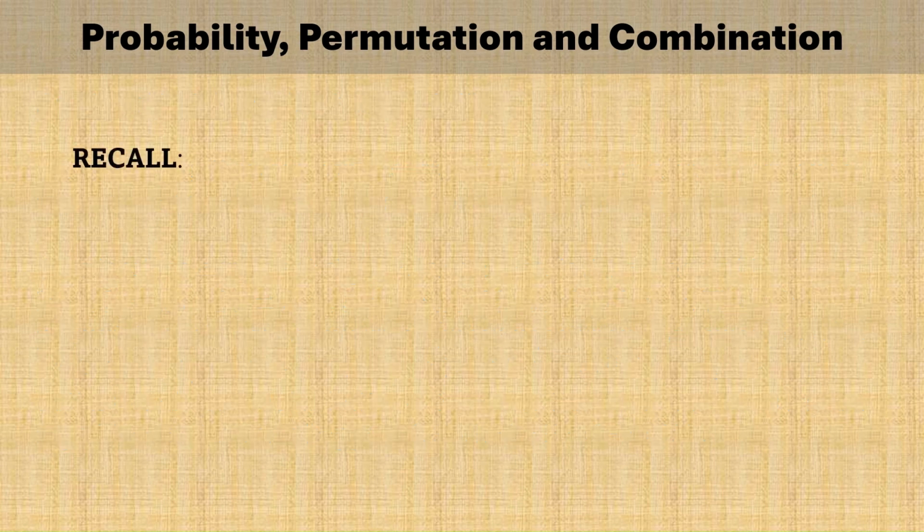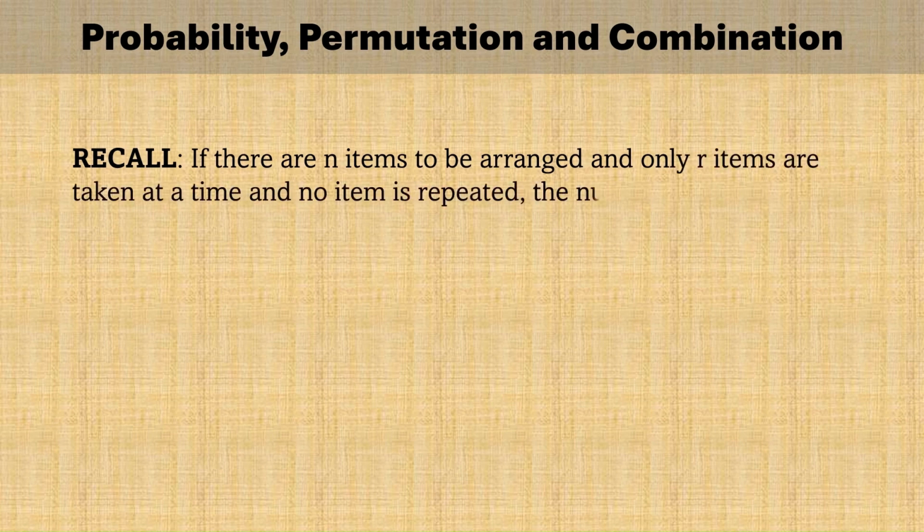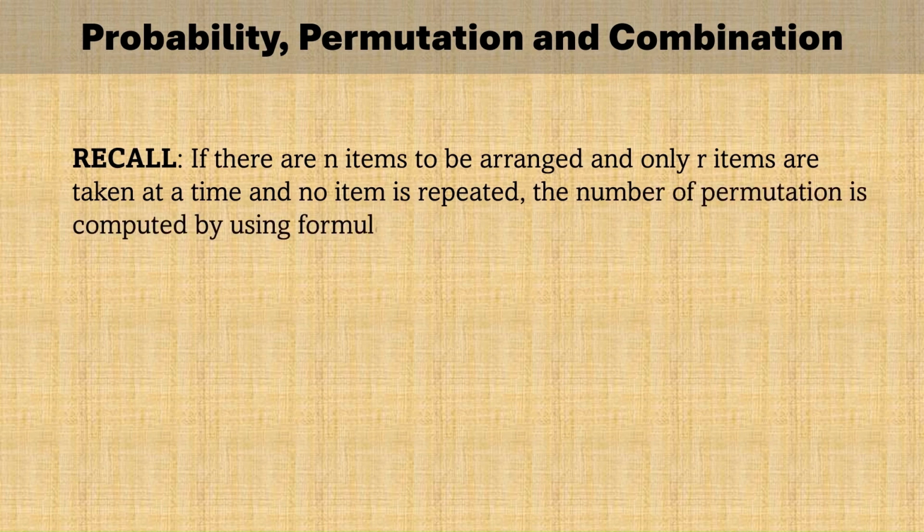If there are n items to be arranged, and only r items are taken at a time and no item is repeated, the number of permutations is computed by using the formula. The permutation P of n items taken r at a time is equal to the factorial of n divided by the factorial of n minus r.